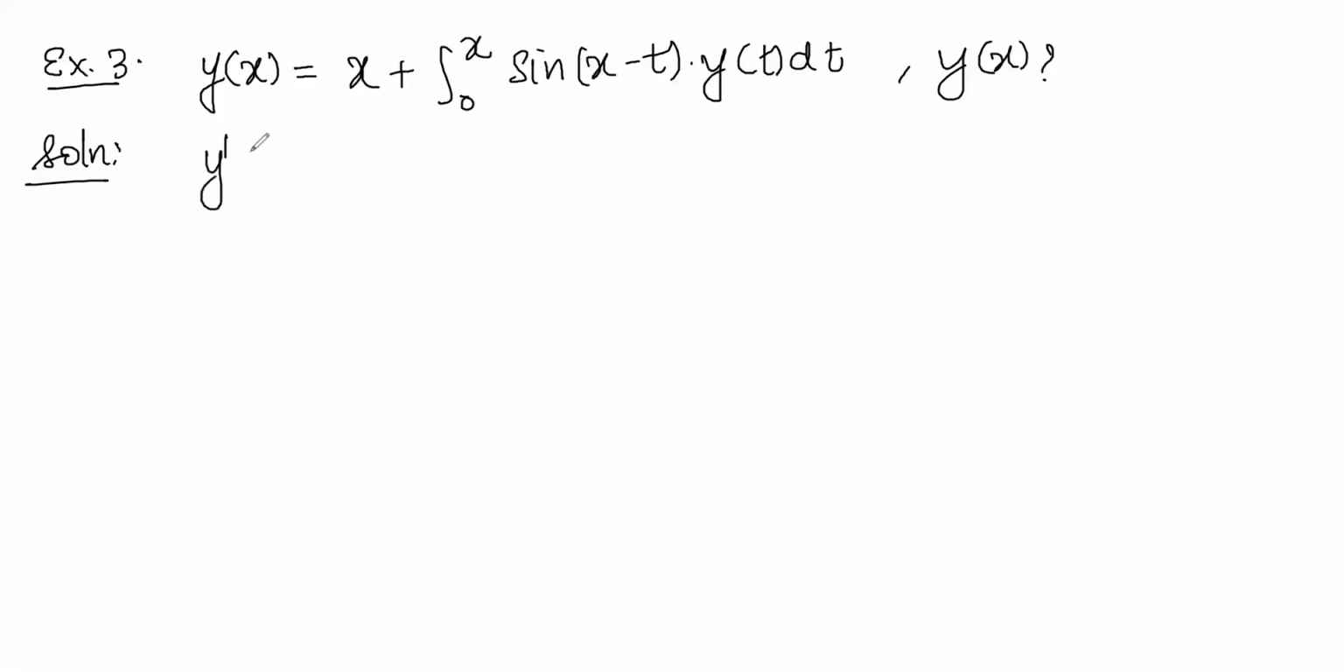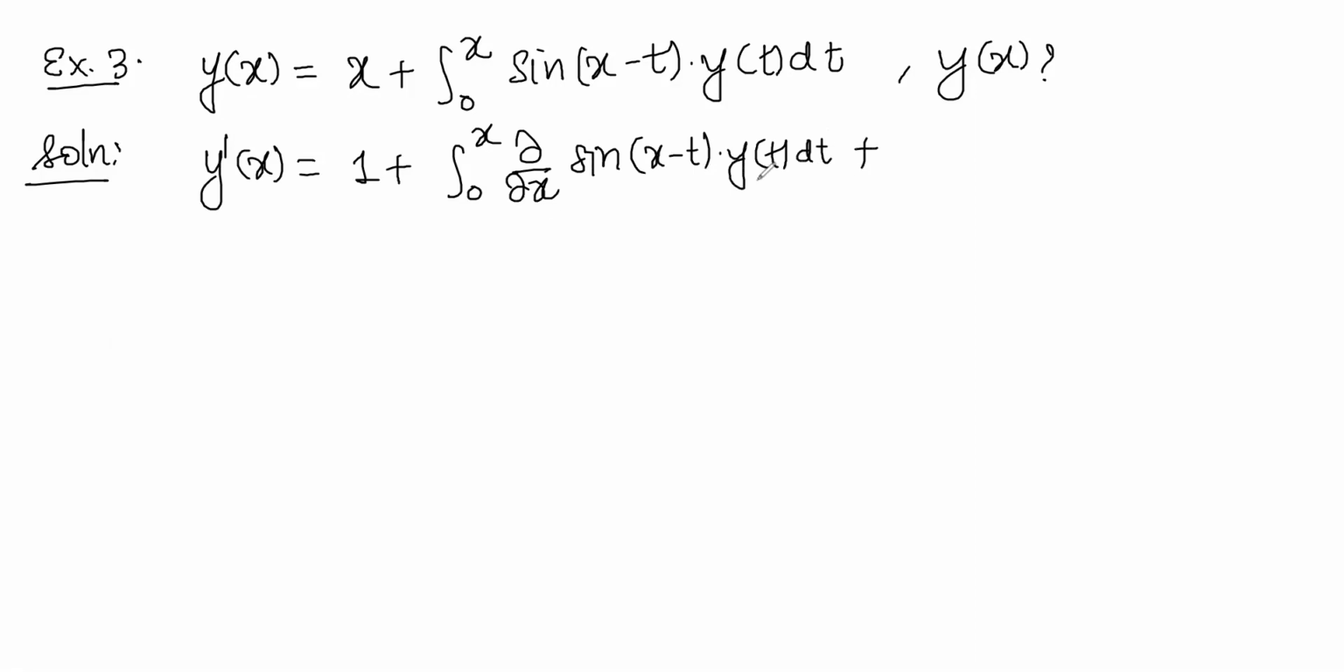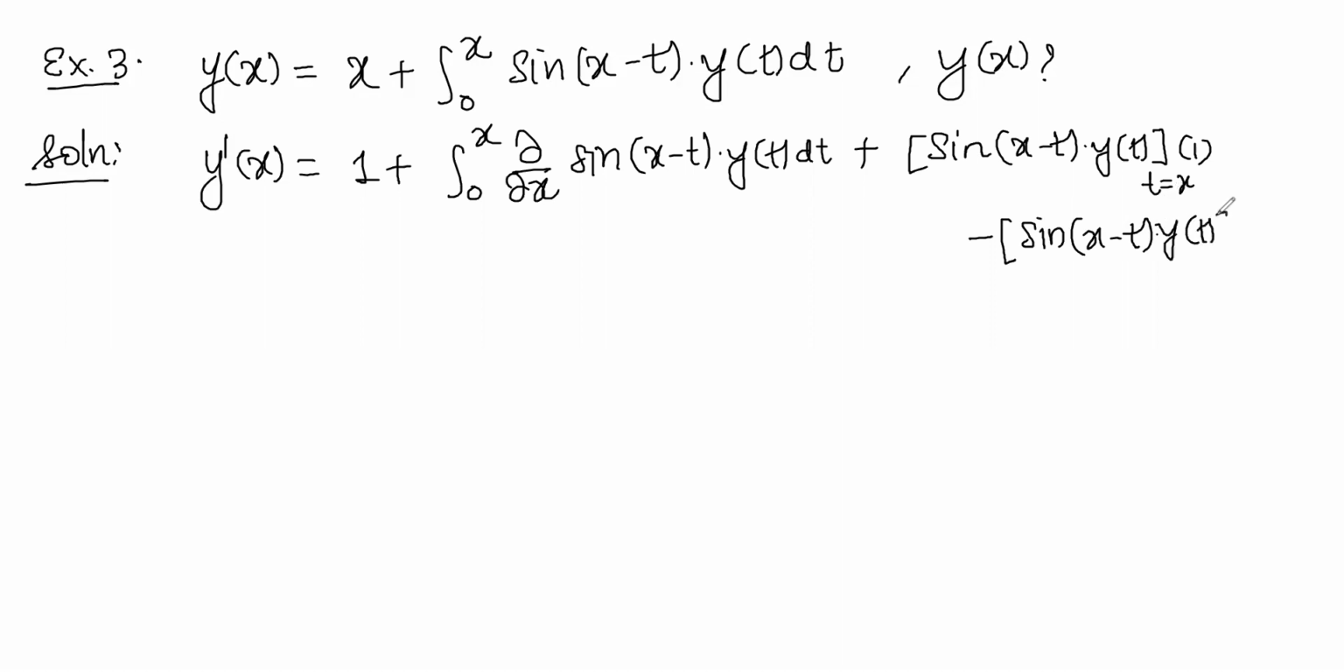I'll differentiate this. So I'll get y dash x equals 1 plus the integral from 0 to x of the partial derivative with respect to x of sine of (x minus t) y of t dt, plus the quantity sine (x minus t) y of t at t equal to x, and then minus the same quantity at t equal to 0, whose derivative will be 0.